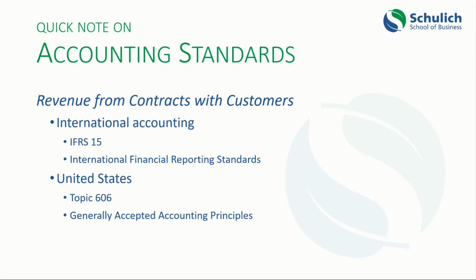A quick note. I'm going to be explaining this topic from the perspective of IFRS 15. That's the International Financial Reporting Standard for how to recognize revenue from contracts with customers. In the US, where accounting standards are called the Generally Accepted Accounting Principles, or GAAP, the standard with the same name is referred to as Topic 606. There are some technical differences between IFRS 15 and Topic 606, but they aren't big enough to worry about here.